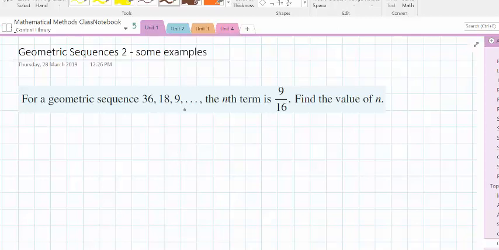36, 18, 9, etc., the nth term, we don't know which order that is, but the nth term is 9 on 16. We've got to find the value of n. So in what spot is 9 on 16?